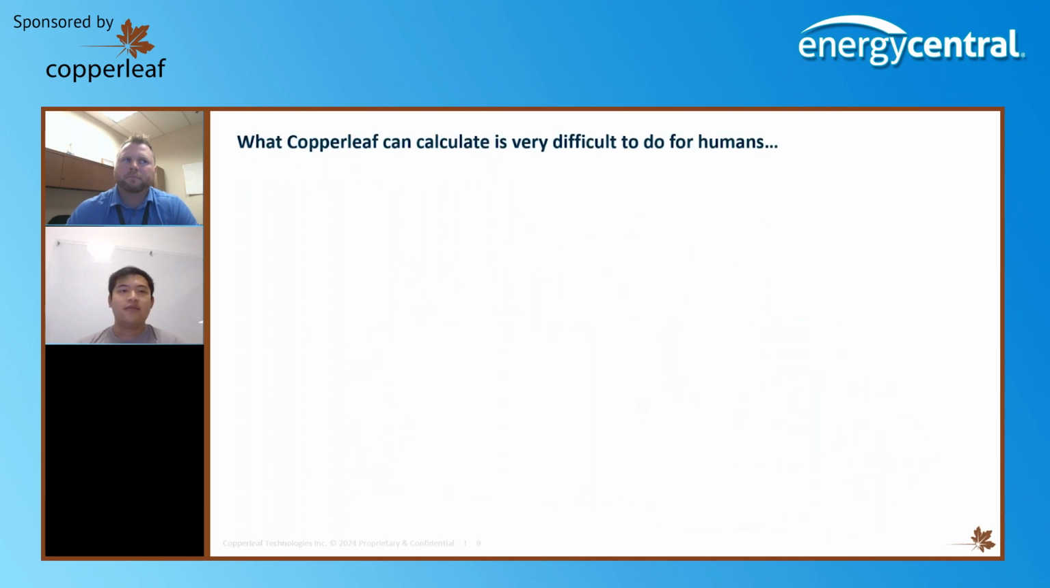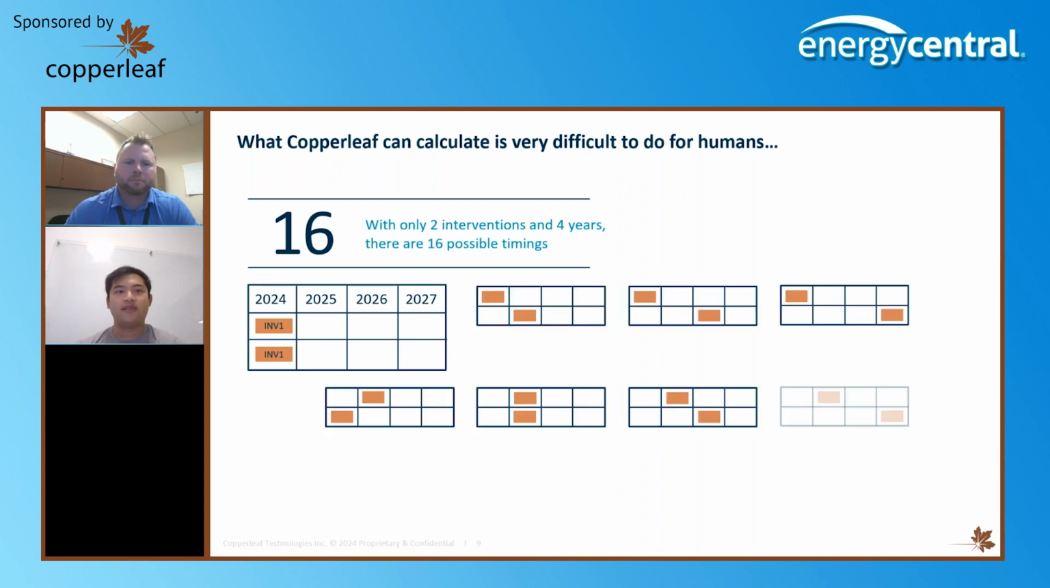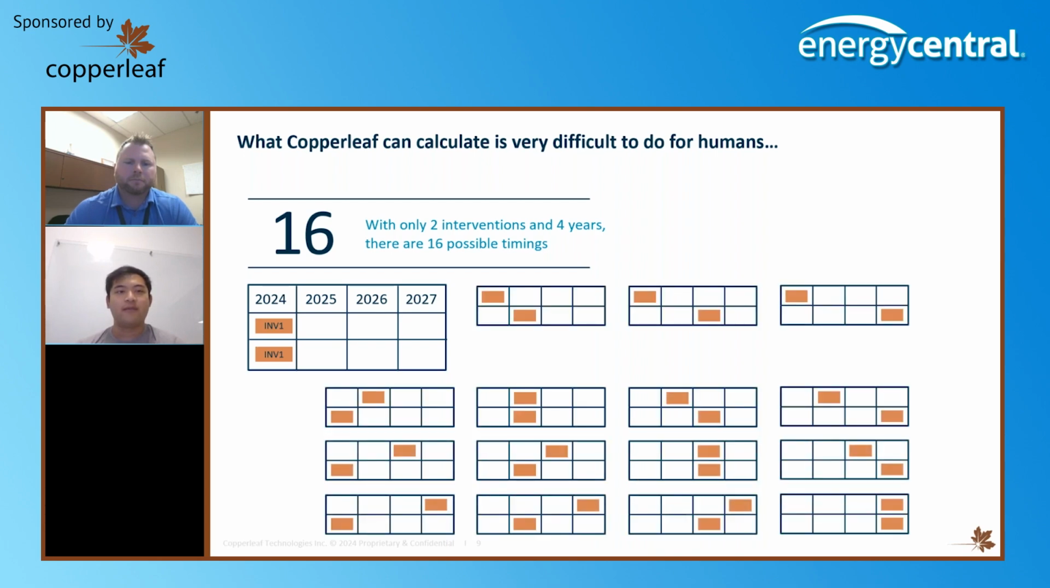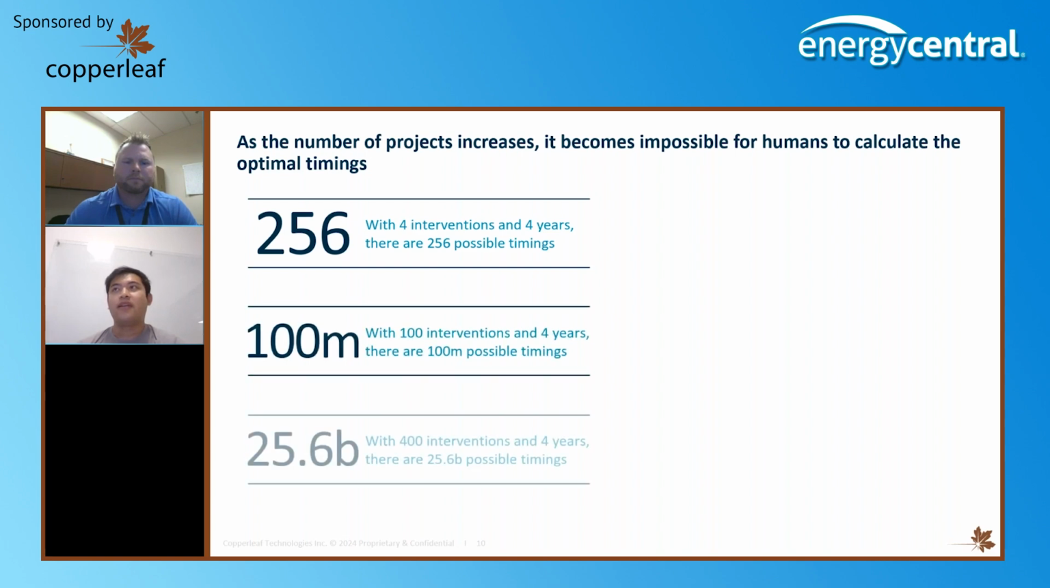So what Copperleaf does is we do this calculation for you, taking in all the inputs that you're providing for your asset population. With just two interventions, so the first two assets that we're seeing there, and 4 years, we have 16 possible timings to compare against and determine which one of these will give you the best value, the most return for your spend. As we increase the number of assets that we need to compare, as well as the number of years we need to compare them across, this number gets bigger and bigger.